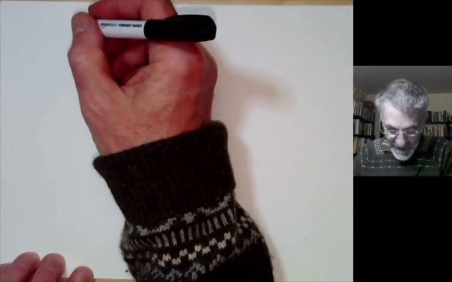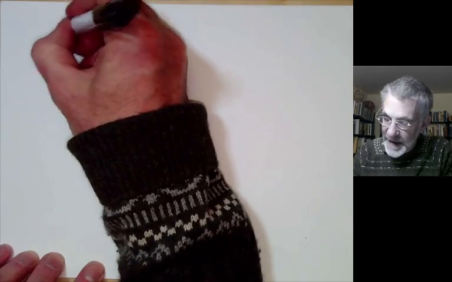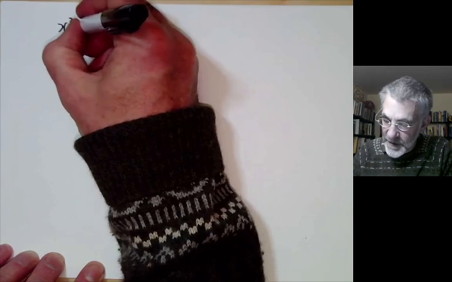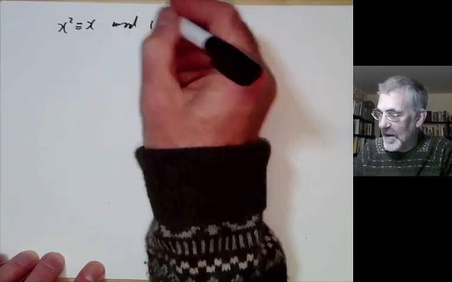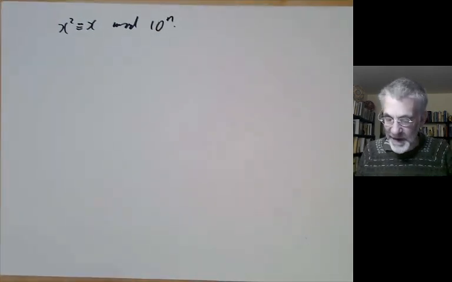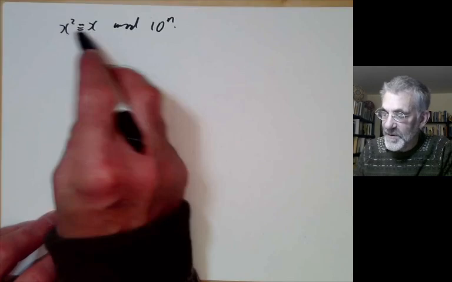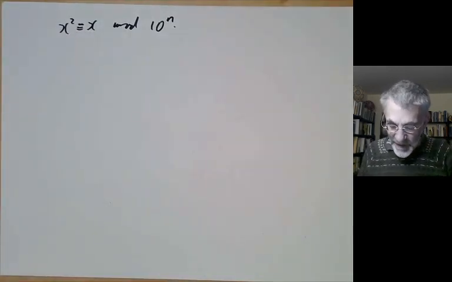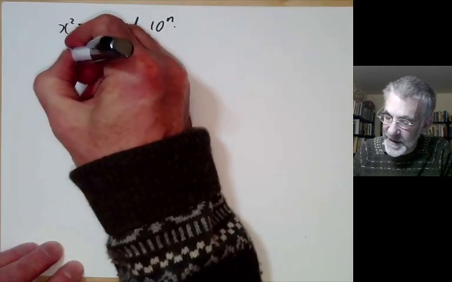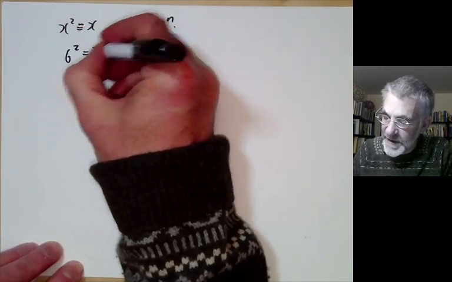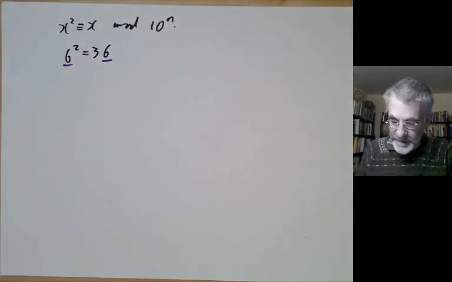So let's look at another example. Let's look at the equation x squared is equivalent to x modulo 10 to the n, where I'm going to take some high power of 10, maybe 1,000 or 1,000,000 or something. So what this says is we want to find numbers that have the same last digits if you square them. For instance, 6 squared is equal to 36, and now you notice the last digit is the same.